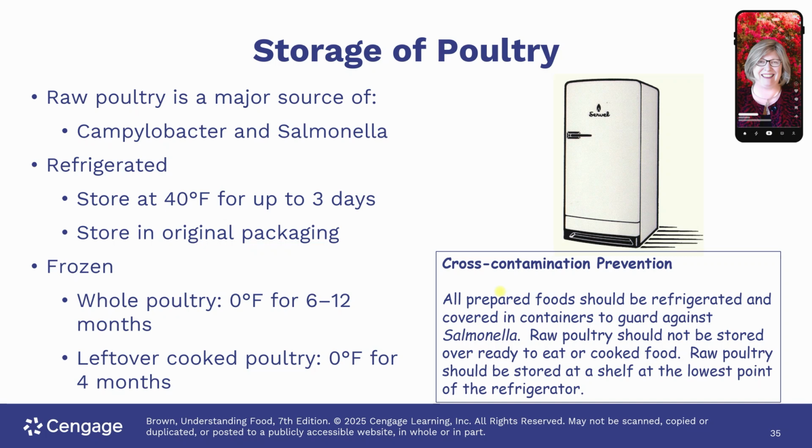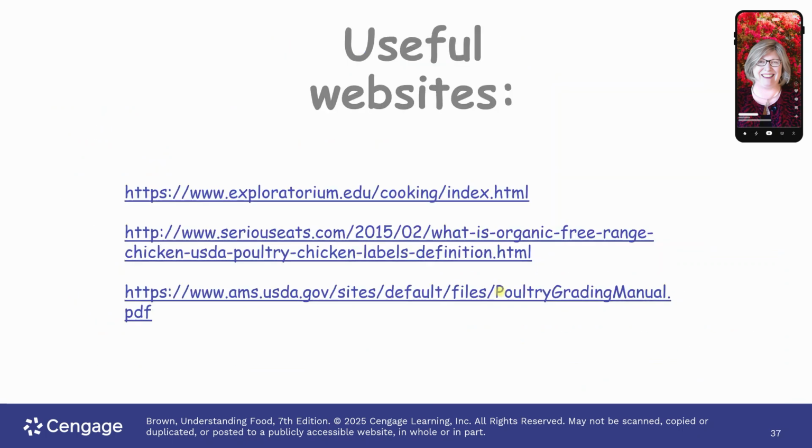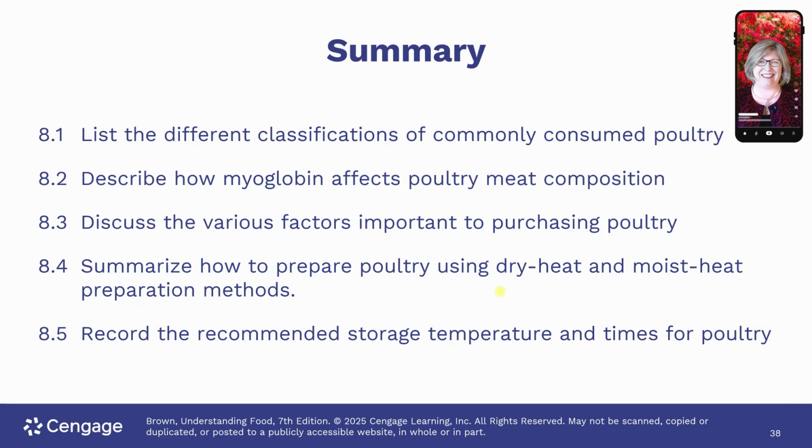And that wraps up our discussion of Chapter 8, Poultry. We have some useful websites you can explore. And then, in summary, we listed the different classifications of commonly consumed poultry. We described how myoglobin affects poultry meat composition. We discussed the various factors important to purchasing poultry. We summarized how to prepare poultry using dry heat and moist heat preparation methods, and recorded the recommended storage temperature and times for poultry.